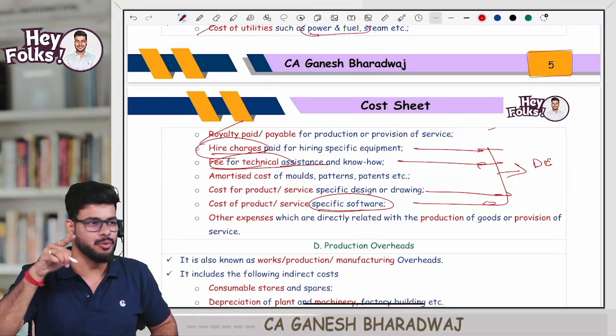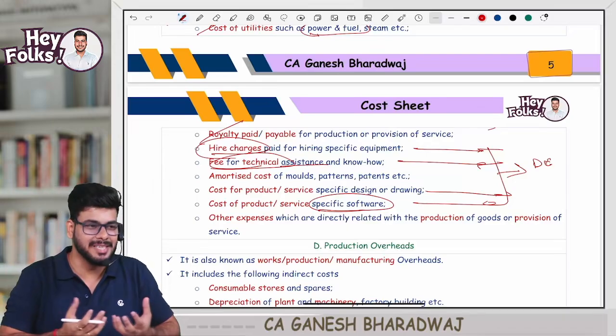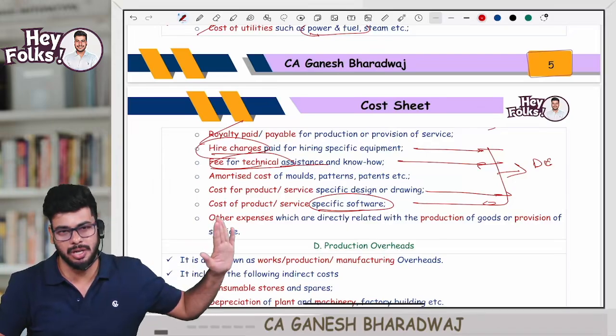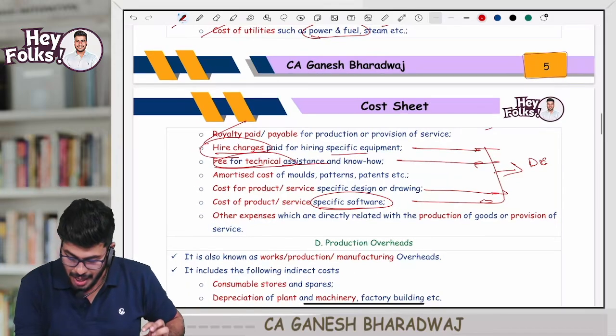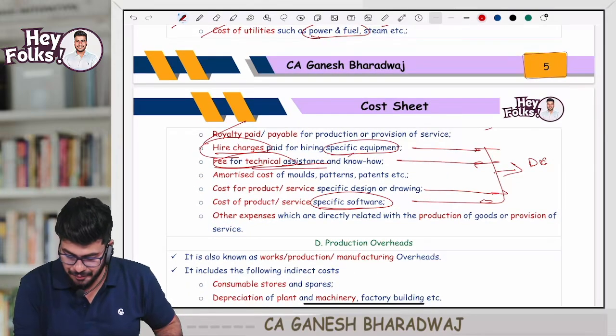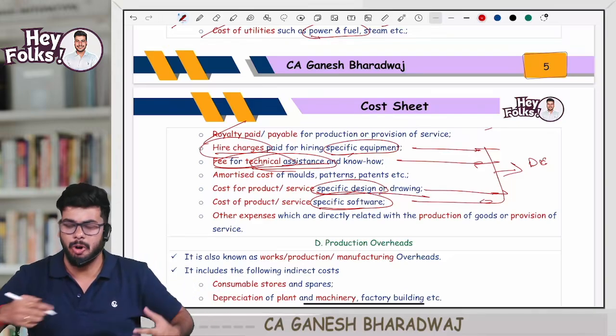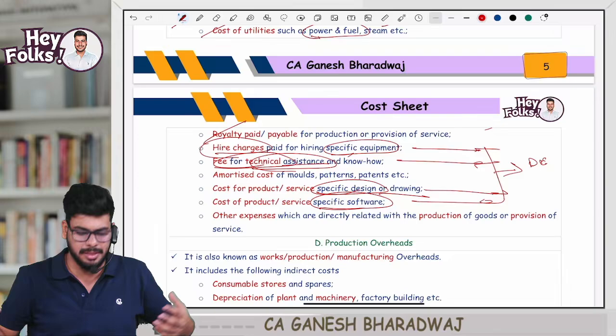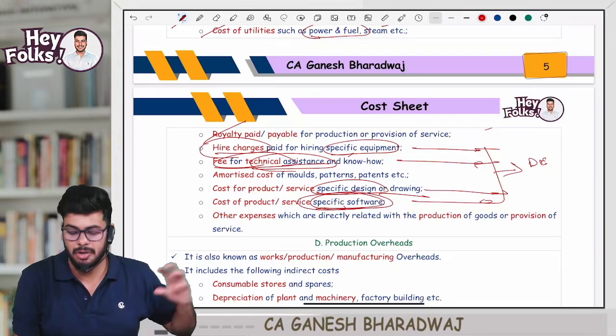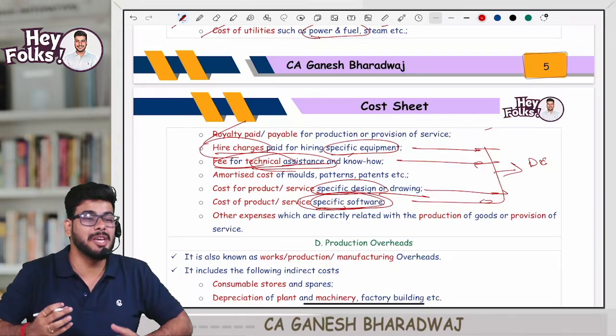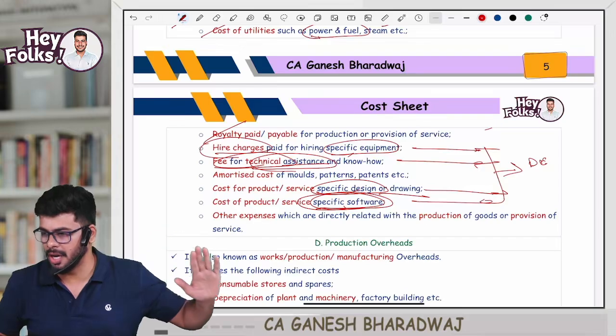Whereas if you are in a unit costing setup, then it doesn't make sense. It comes under production overheads. Are you all clear with this, guys? So hiring specific equipment, fee for technical assistance, and your specific drawings and designs before they start a project. Obviously it comes with all the drawings. Specific software, if you're paying, all these things are basically in a job costing setup. Are you all understanding this, guys?